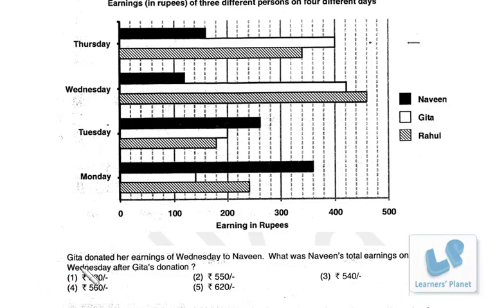Now next question. Gita donated her earnings of Wednesday to Naveen. What was Naveen's total earning on Wednesday after Gita's donation? So precisely we have to add up the Wednesday earning of Gita and Naveen, right? So Wednesday, Gita and Naveen. So Naveen is 120 and Gita is 420, right? So 420 plus 120, that's 560 rupees. As simple as that. Okay.